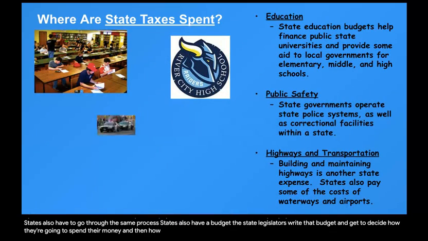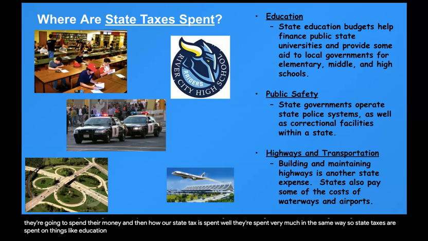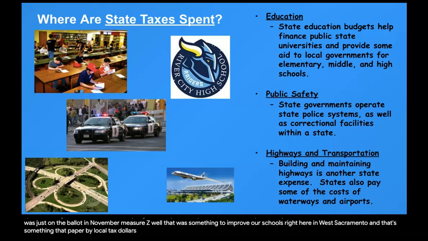And then, how are state taxes spent? Well, they're spent very much in the same way. So, state taxes are spent on things like education. River City High School, paid for by state taxes. It's also paid for by local taxes. Remember that measure that was just on the ballot in November, Measure Z? Well, that was something to improve our schools right here in West Sacramento. And that's something that's paid for by local tax dollars.